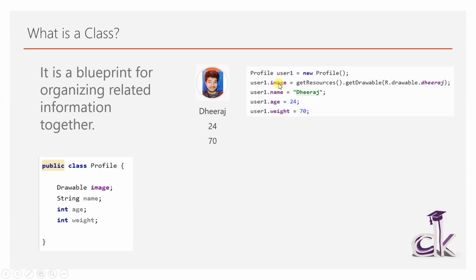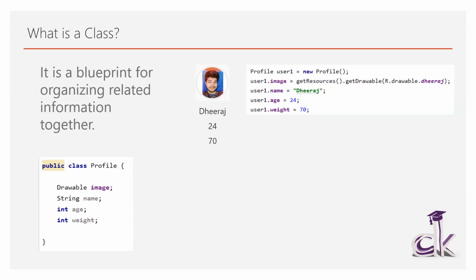Now to create a user, I say profile user1, because user1, the object that I'm talking about, needs to be of the class profile. So I say profile user1 equal to new. When you use the new keyword, it's going to create an instance of the class profile. And after that, to access any of the variables inside this class, I use the dot operator. So I can say user1.image and I can set the values.